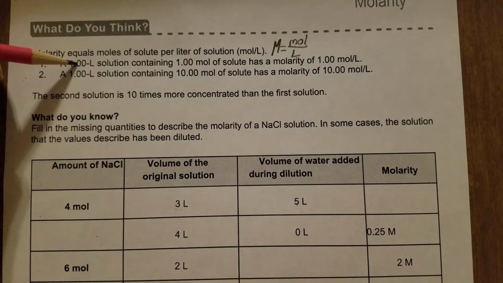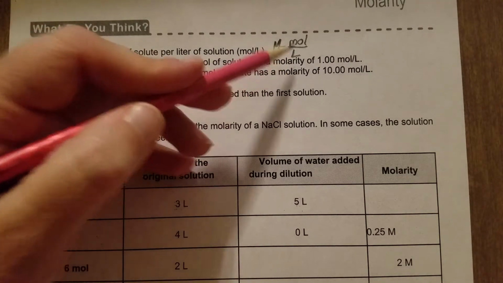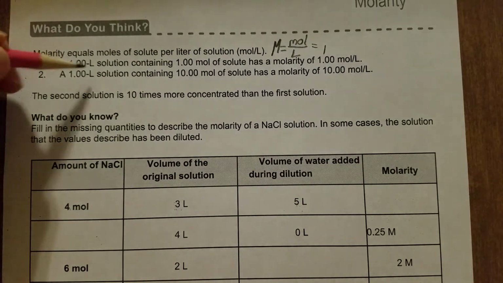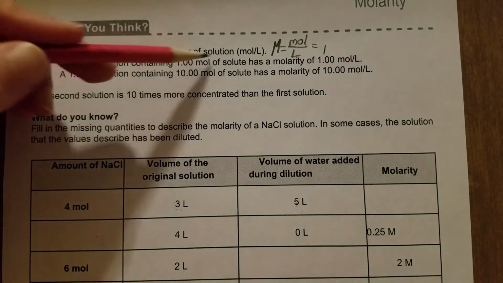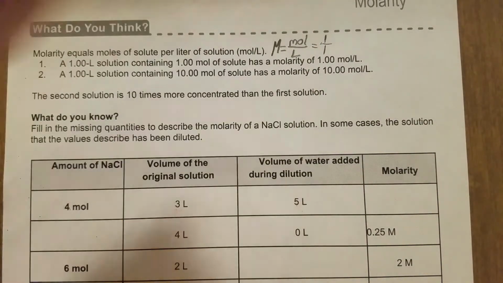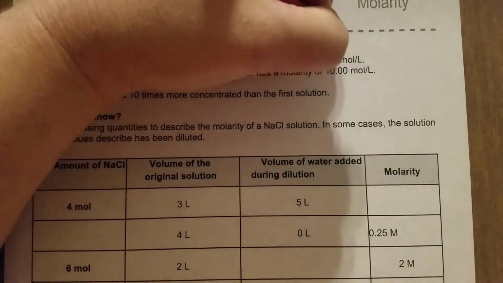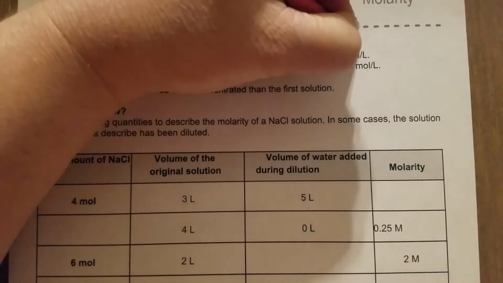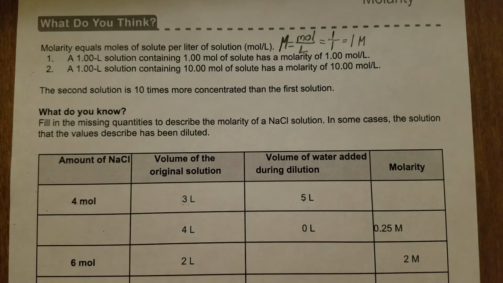A 1 liter solution, so if you have 1 liter, that's your liters at the bottom. So 1 at the bottom. Solution containing 1 mole of solute, so at the top, containing 1 mole of solute, equals 1 mole per liter. So that is a 1 molar solution.